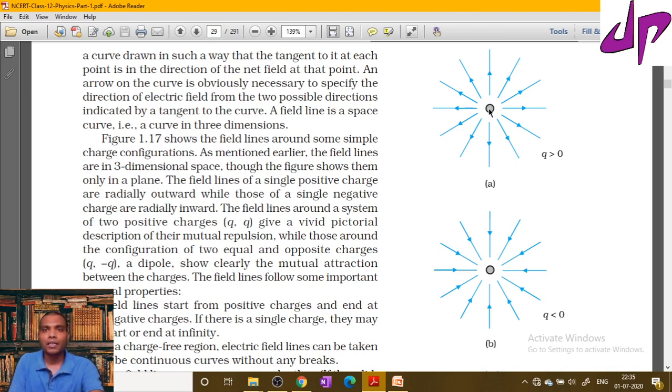See the NCERT diagram. Here, if the charge Q is greater than 0, the lines they draw are moving away. Greater than 0 means it's positive. So from your positive source charge, the electric field lines are moving away. If it is negative, Q less than 0 means negative. If the charge is negative, the electric field lines are coming towards the charge.